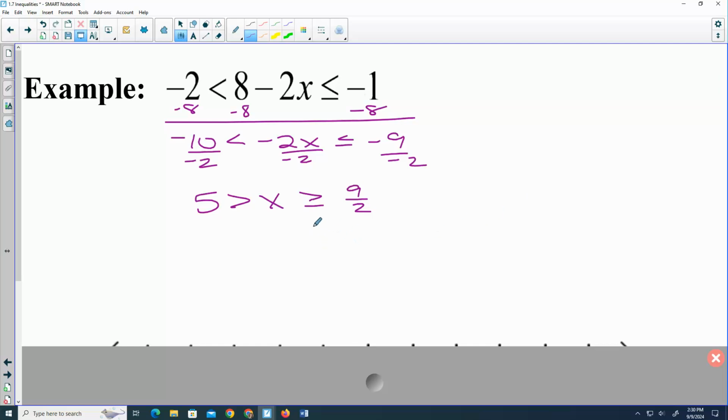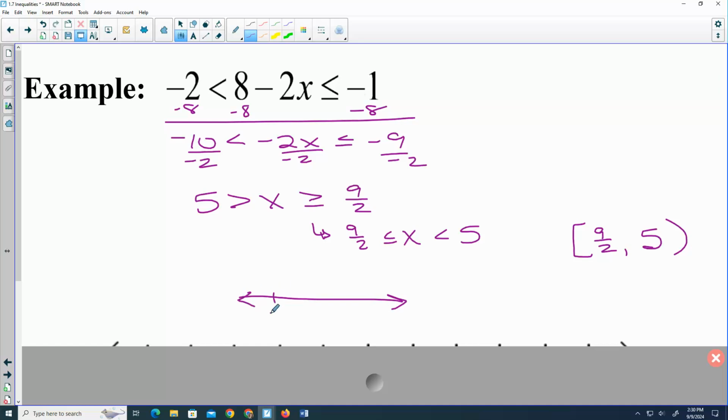When you go to write your interval notation, it has to go small to large. If you wanted to flip this around, this is the same thing as saying 9 halves is less than or equal to x is less than 5. So my interval would be bracket on the 9 halves, comma, 5 with a parenthesis. Number line, you don't have to make a very big one. 9 halves starts where? Yeah. So 9 halves is 4.5, ends at 5. So it's just a very short little solution set. Do we need more problems like this?